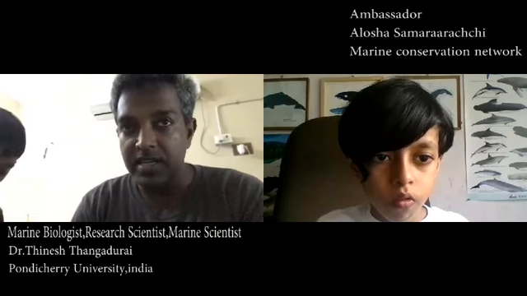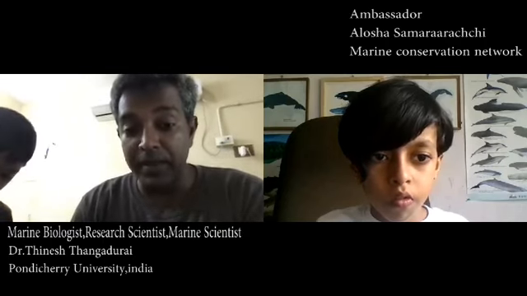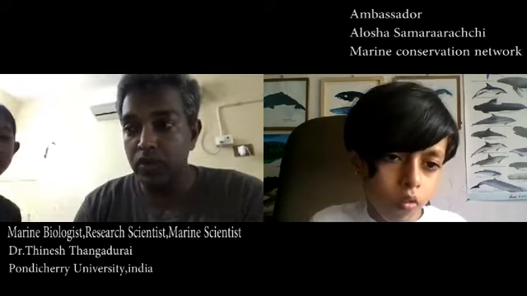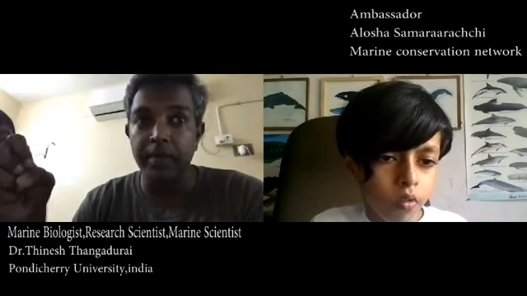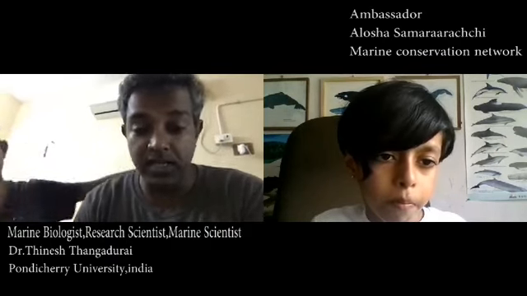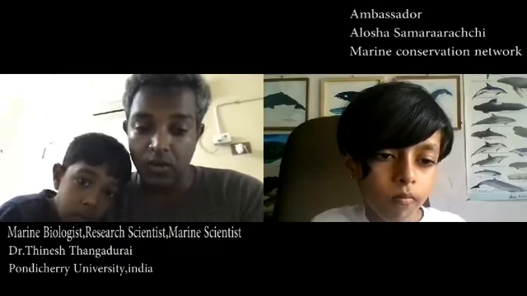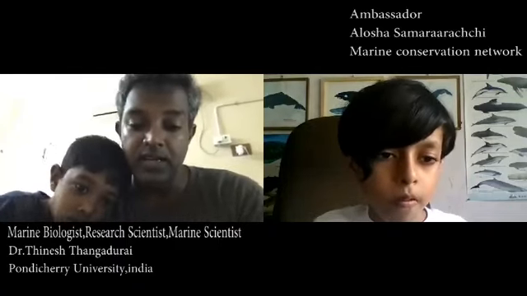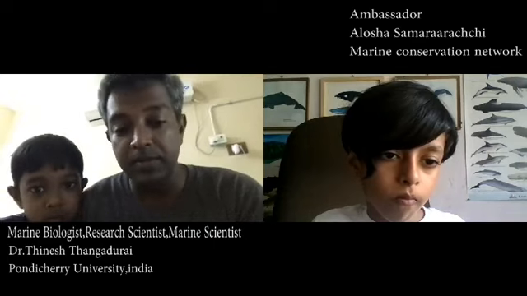The second impact is that even if the corals recover from the bleaching, the coral is not able to construct a proper skeleton. So that's another demerit of the bleaching.